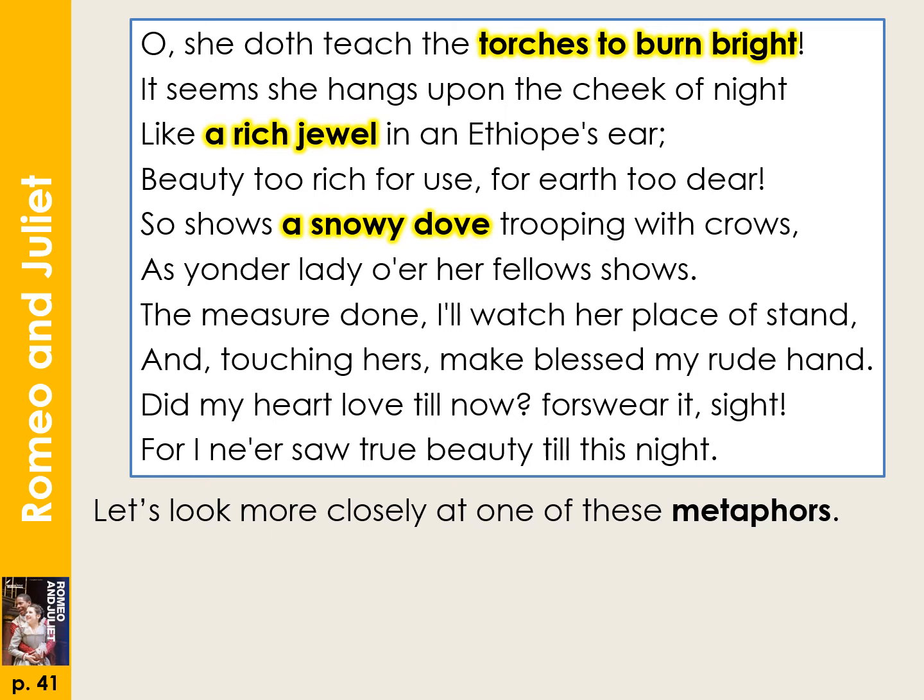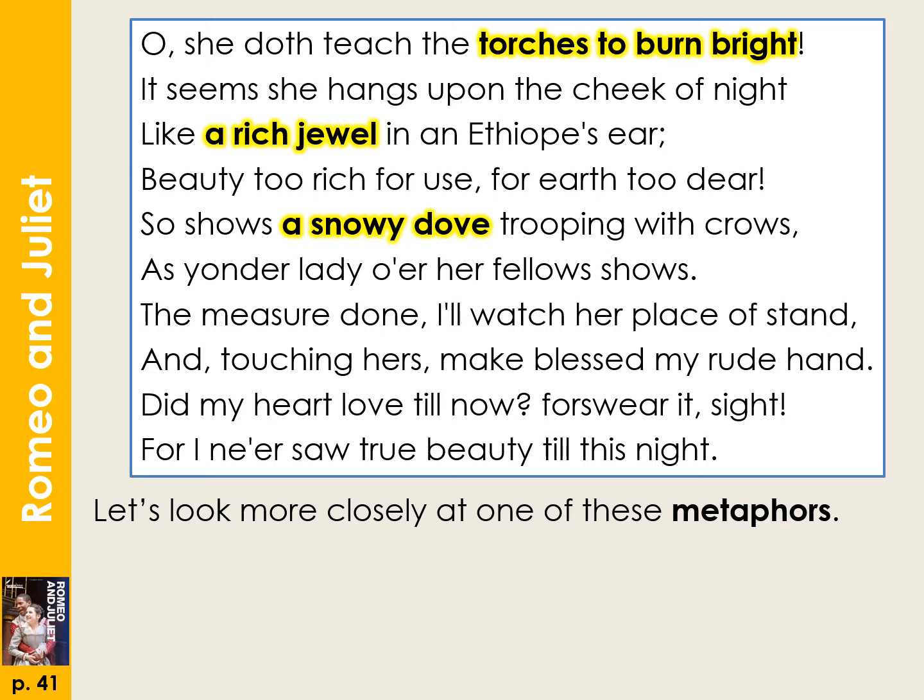Hopefully you've had a chance to reread and have a look in more detail at Romeo's words. What you can see here is some language picked out which describes Juliet as being light or bright. In the first line we have, she doth teach the torches to burn bright. In line 3, he compares her to a rich jewel in an Ethiop's ear. And in line number 5, he calls her a snowy dove. We're going to spend some time looking more closely at one of these metaphors.